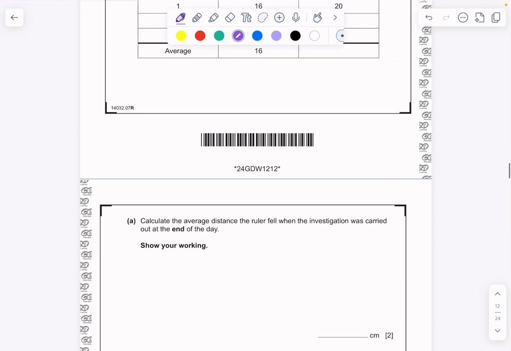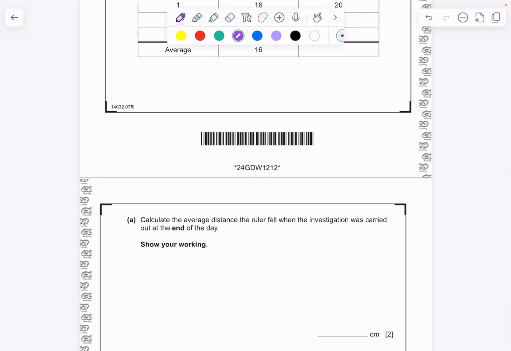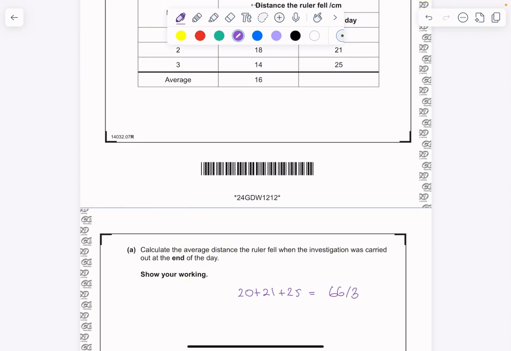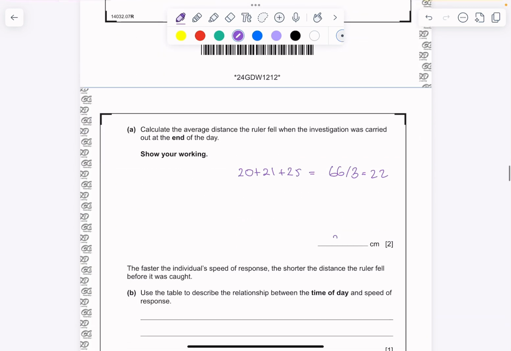So go on to the next page, for question A, calculate the average distance the ruler fell when the investigation was carried out at the end of the day. So to work out an average, remember you just add up your values, so it's going to be 20 plus 21 plus 25, which gives me a total of 66. Because you have 3 samples, you divide it by 3, which then gives you a total of 22. Now make sure you put your answer down here, 22.